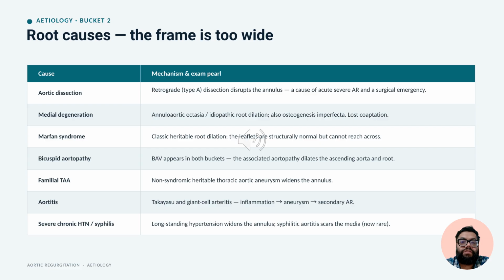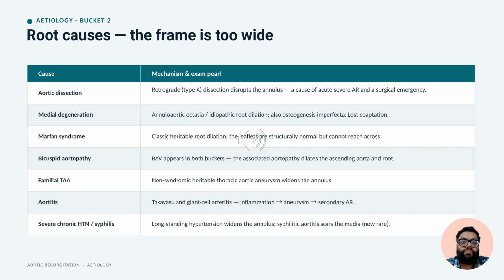Now, the root causes. The leaflets here are often blameless. The unifying idea is geometry: dilate the annulus enough, and even normal cusps cannot coapt, so blood leaks. Aortic dissection is the dramatic acute member. A type A dissection peels back into the annulus and produces sudden severe AR on top of a catastrophe. Marfan is the textbook chronic one. Beautiful, normal looking leaflets that simply cannot span a ballooned root.